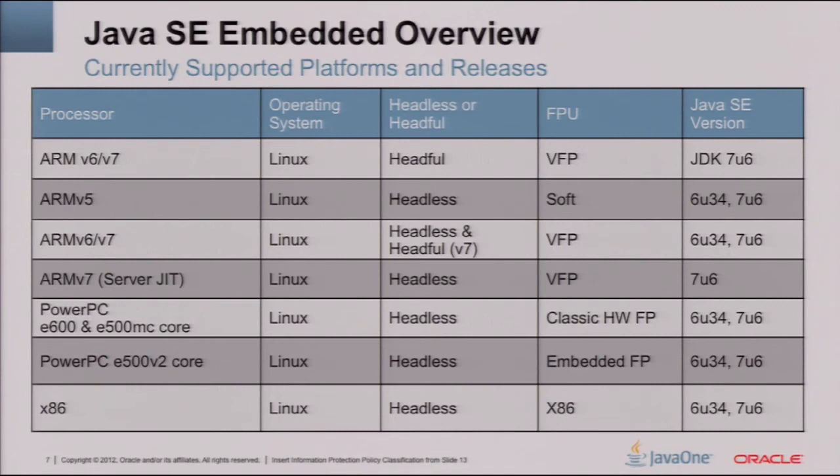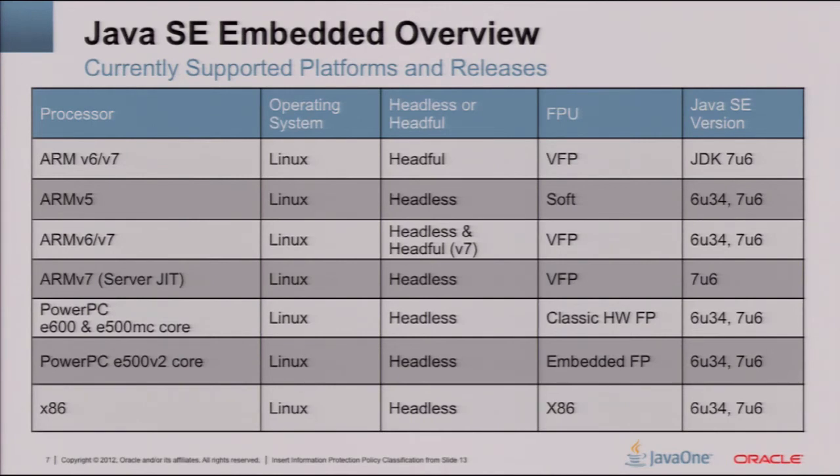Here are some of the unique platforms that we support. We support ARM version 6. There are different architectures and chips for ARM and PowerPC, and we have to provide different binaries for binary compatibility on those architectures. We support ARM version 6, ARM version 5 headless with different floating point options for soft floating point, and ARM version 6 headless and headful with the vector floating point unit.